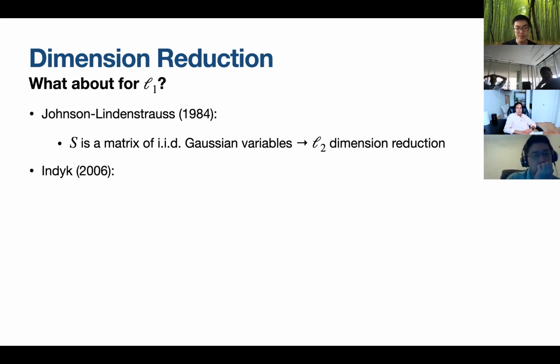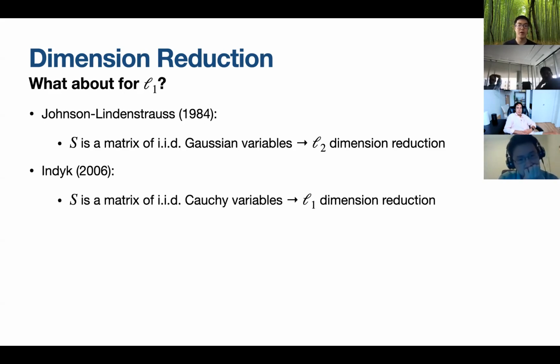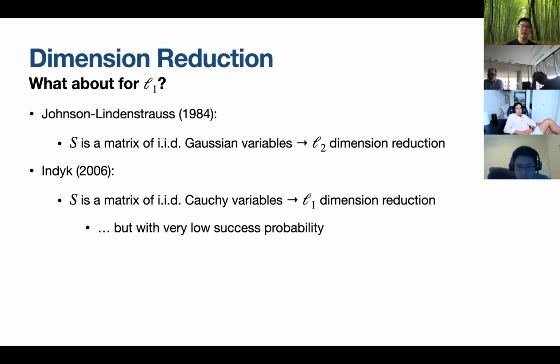Actually, Indyk in 2006 proves that there is an analog of this result, where instead of taking a matrix of IID Gaussian variables, Indyk considers a matrix of IID Cauchy variables. Cauchy is another distribution, and in some sense, it's the L1 analog of Gaussian variables. And he indeed shows that L1 dimension reduction is possible, but there's a caveat: the success probability is very low. We wanted 99% success, as I mentioned earlier, but Indyk's result only gets an epsilon probability of success.